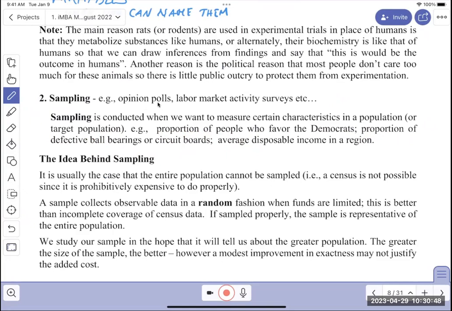We use a symbol X bar for the mean or the average. We use a symbol P for proportion. You're going to see this. Those are statistics.